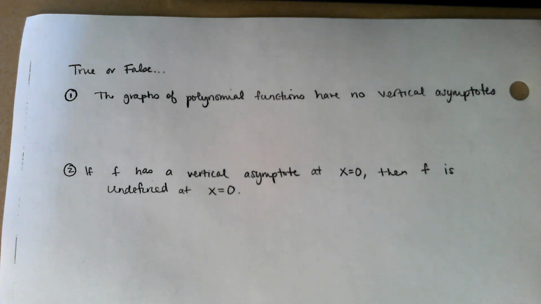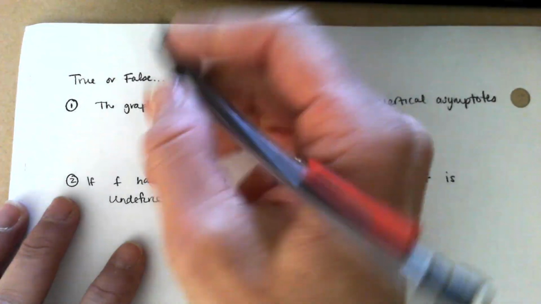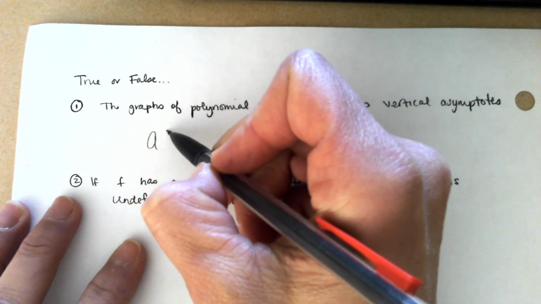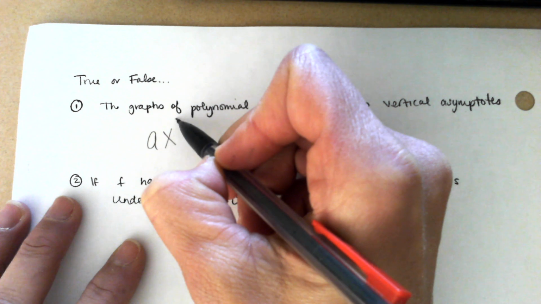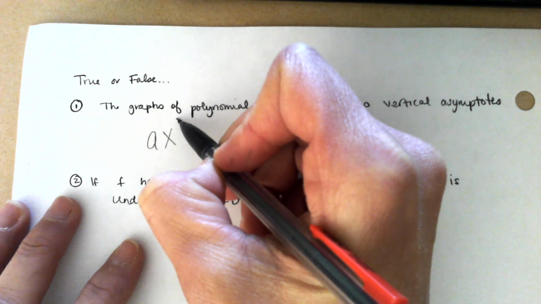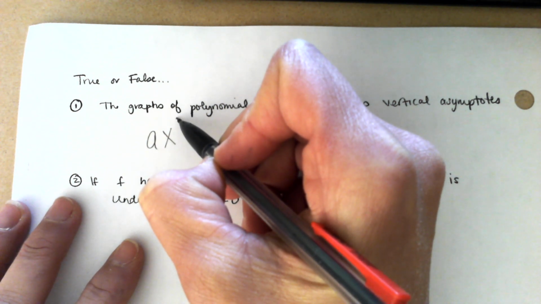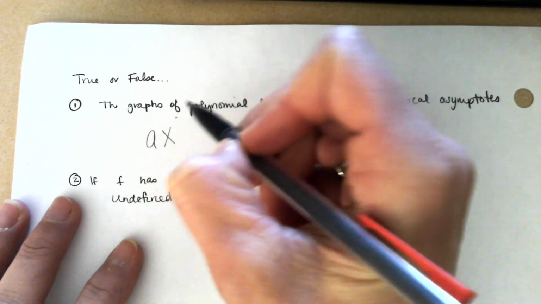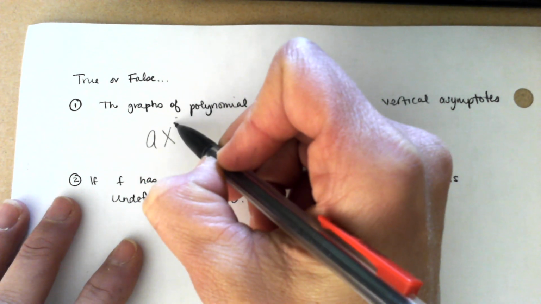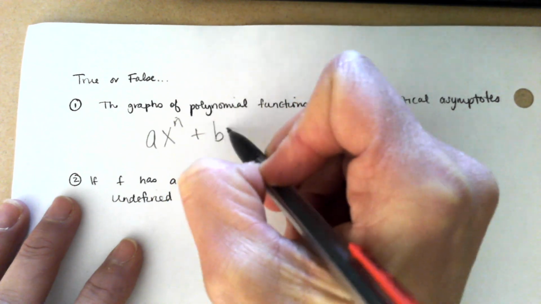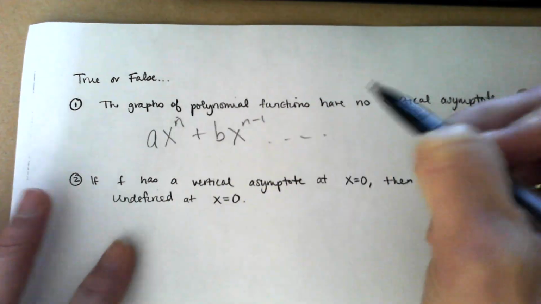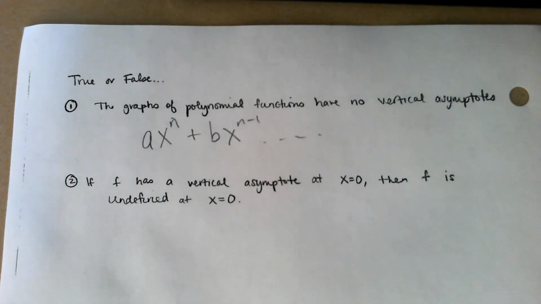What does a polynomial function mean? Something with x to a power. Yeah, like some coefficient times x to a power. Your power has to be a positive integer, so 1, 2, 3, 4, 5. It's true. So ax to the nth power plus some bx to the n minus 1. So your typical, no fractions, no nothing. So that is true. A polynomial function will never have a vertical asymptote.